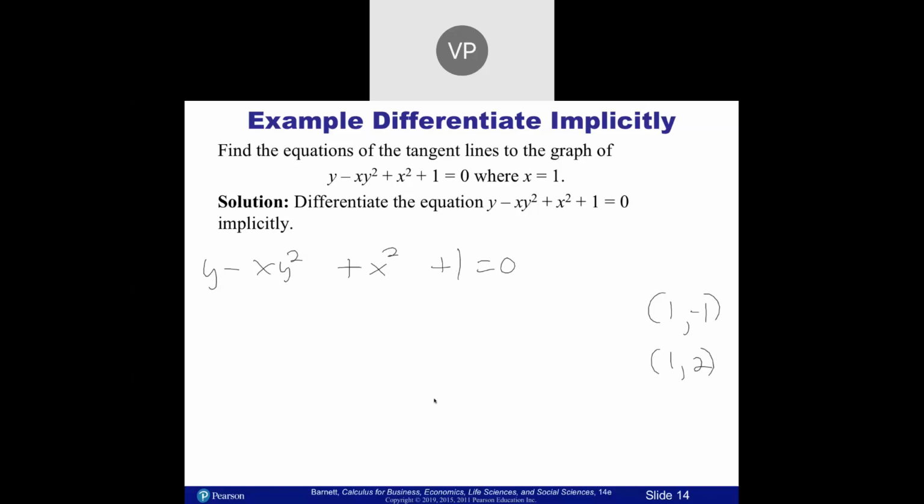Okay, here's our equation. Now, like I said, do the derivatives one term at a time. So for this one right here, the derivative is 1, but remember, because you're taking the derivative of a y, you put a little y prime right there. Okay? Now for the next part, remember, this is the product rule.